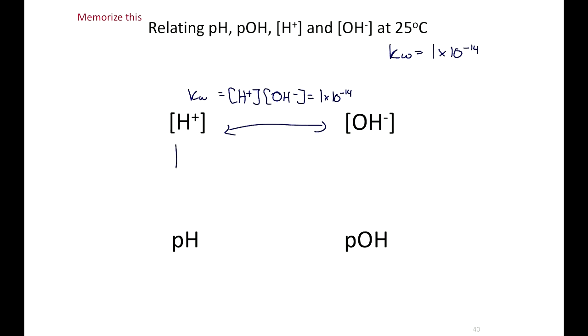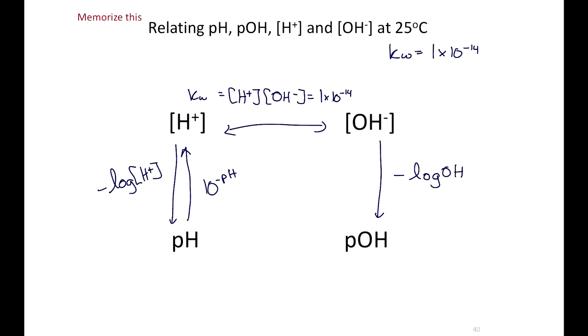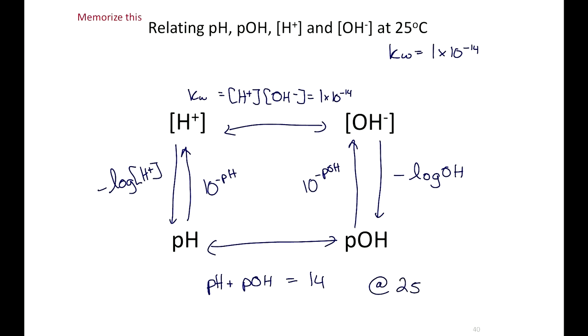To go from H plus to pH, you take the negative log of H plus. To undo a pH, to go backwards, you do 10 to the negative pH. Same thing with OH minus. If you want to go to pOH, you do negative log OH. But to undo a pOH, you do 10 to the negative pOH. And then the last part of this magic square is relating pH and pOH. These two values add up to 14, but again, only at 25 degrees Celsius.